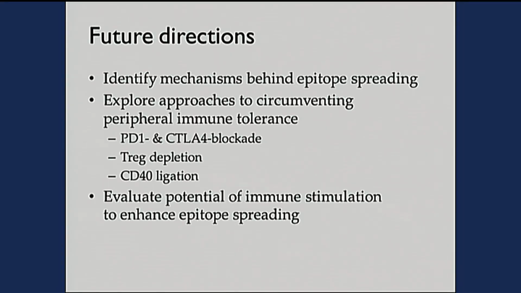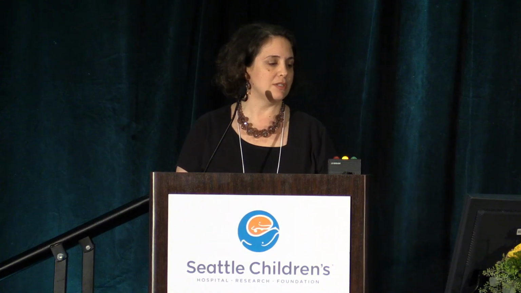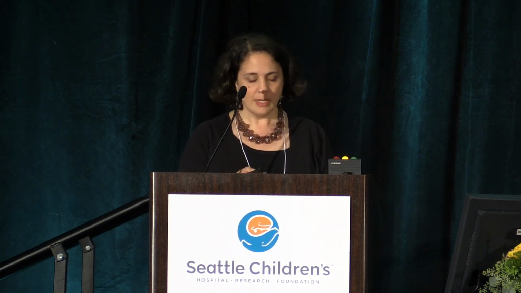Obviously, I think we'd really be interested in identifying how we're inducing epitope spreading with this neoantigen. The neoantigen itself is not going to be translatable, but if we can figure out how we're getting this immune response, hopefully we can co-opt that for kids. And as I mentioned earlier, we are exploring some approaches to circumventing peripheral immune tolerance by looking at PD-1 and CTLA-4 blockade, Treg depletion, and CD40 ligation.